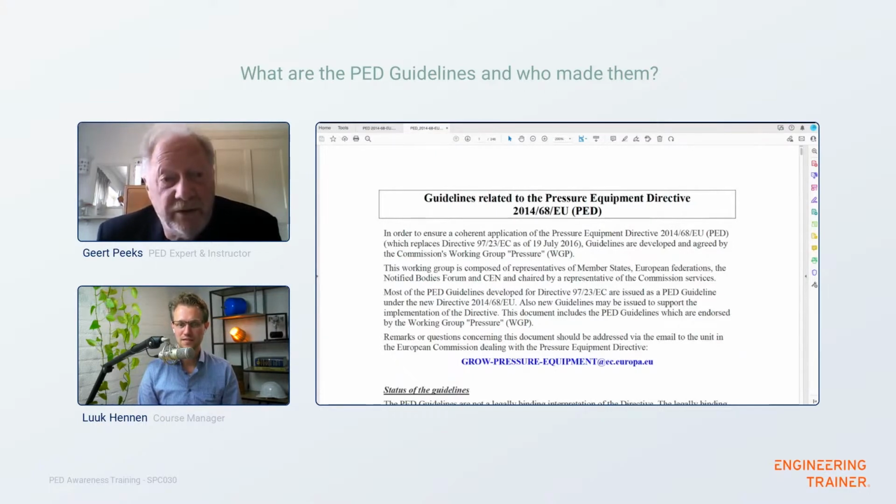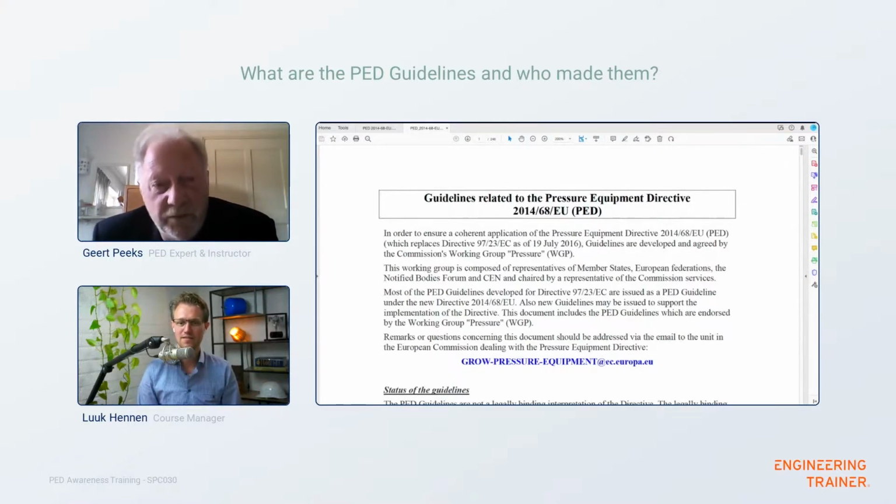And as a manufacturer, you can ask questions to the working group on pressure equipment, WGP. That is an organization in Brussels for asking questions about the pressure equipment directive. This is done because all notified bodies, for instance, in the European Union, have to assess designs in the same way, so that there will be no differences between separate notified bodies.